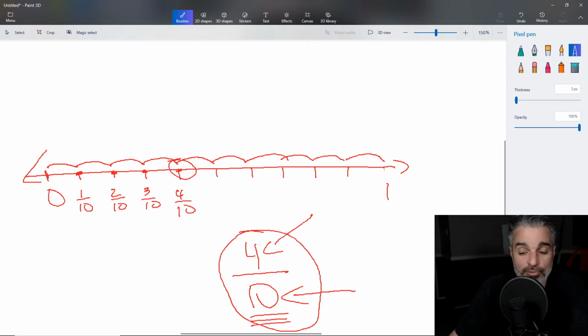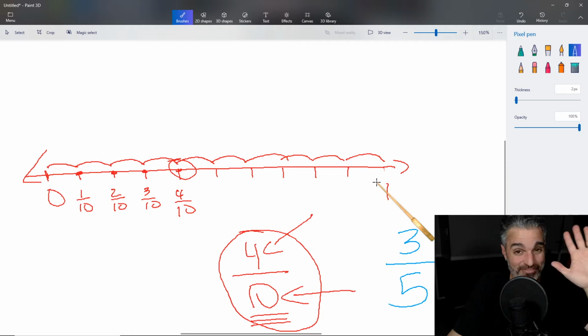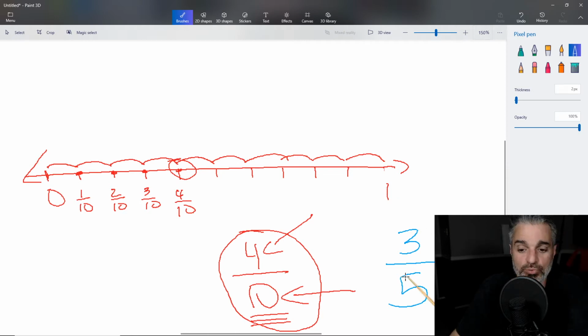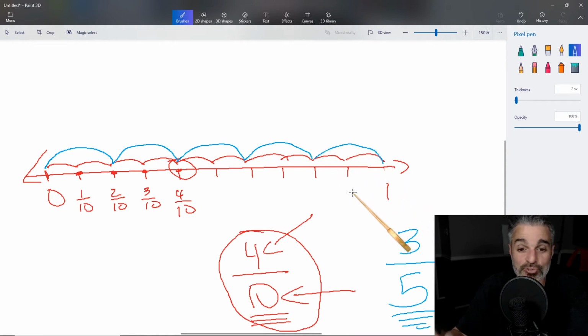Now be careful, because if it tells you to find, for example, 3/5, and it gives you this very same number line with 10 equal spaces, you can still do it. All you have to do is find 5 equal parts in here. And the way we do that is, because we're looking for 5 equal parts, so we go, okay, from here to here, there's 1, 2, 3, 4, and 5. So using the same lines, I can find 5 equal parts.